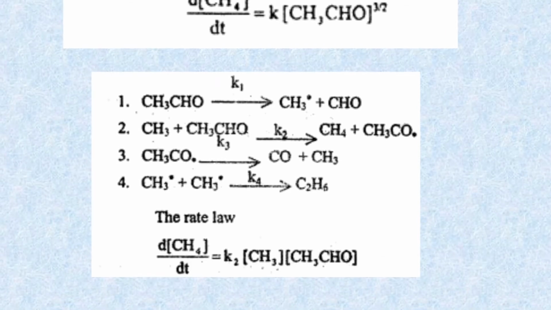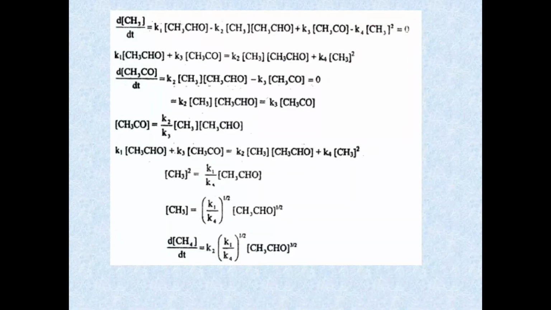The rate law is given by the rate of formation of CH4, that is d[CH4]/dt = k2[CH3][CH3CHO], because this is the steady state approximation for CH4. In the above 4 steps, only the second step involves the formation of methane, so it is given a positive sign. d[CH4]/dt = k2[CH3][CH3CHO].